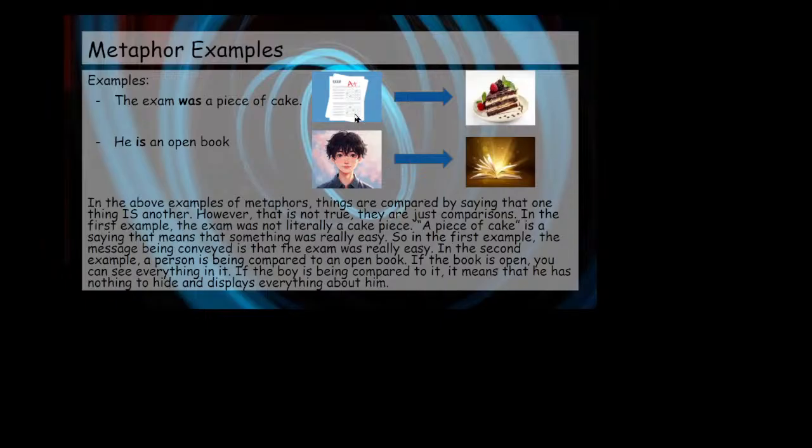So basically, the exam paper did not turn into a piece of cake. It's just a way of saying that it was really easy. It's a use of figurative language, and it's more interesting to read. Saying that he is an open book doesn't mean that he was actually a book. It means that he's easy to read, meaning he is easy to understand and he doesn't hide anything, like an open book, right?